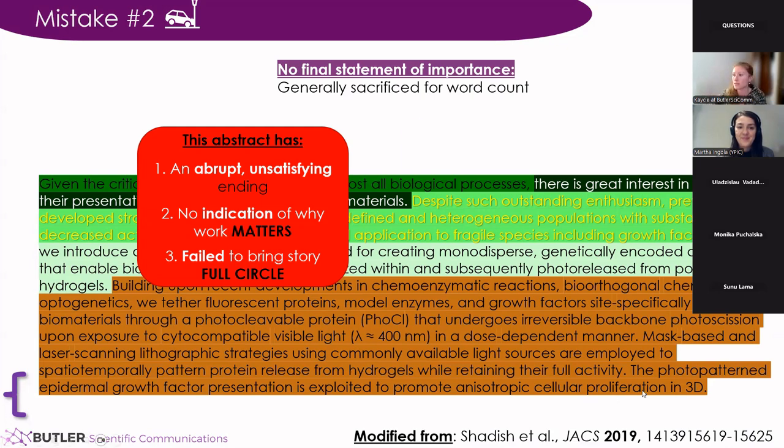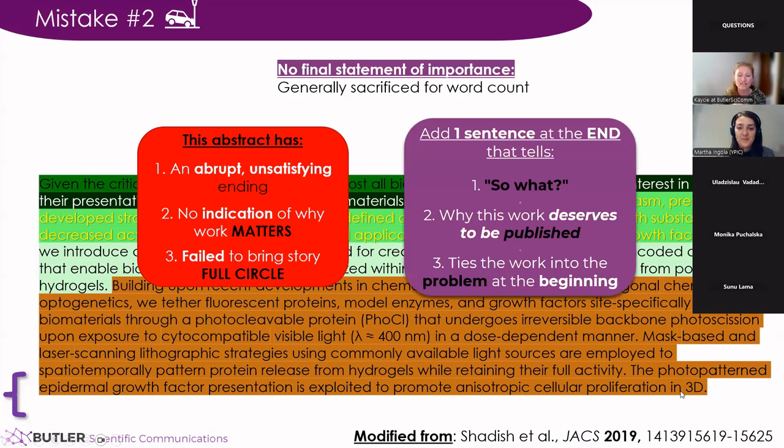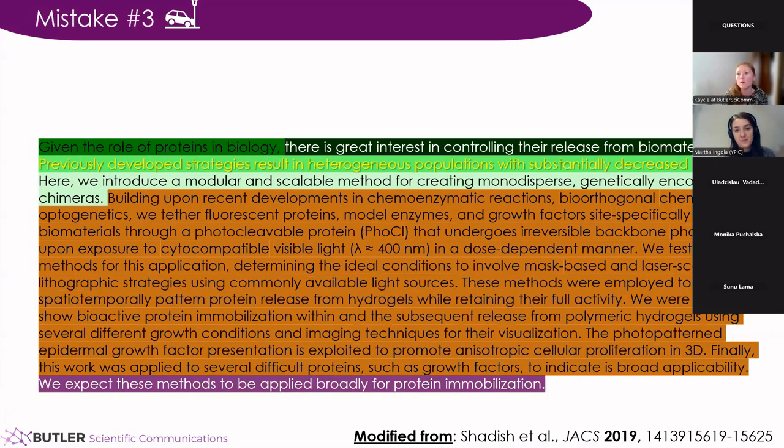What we want to do instead then is add that one sentence at the end that answers that question for the reader. We want to make sure that the reader knows when they finish our abstract why this work deserves to be published, and we want to tie this work into the problem at the beginning. How about this mistake? What do you guys notice here?